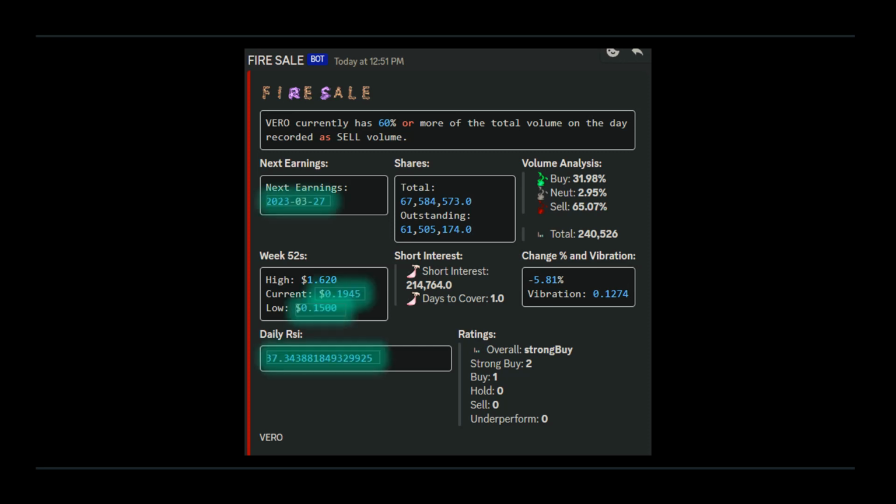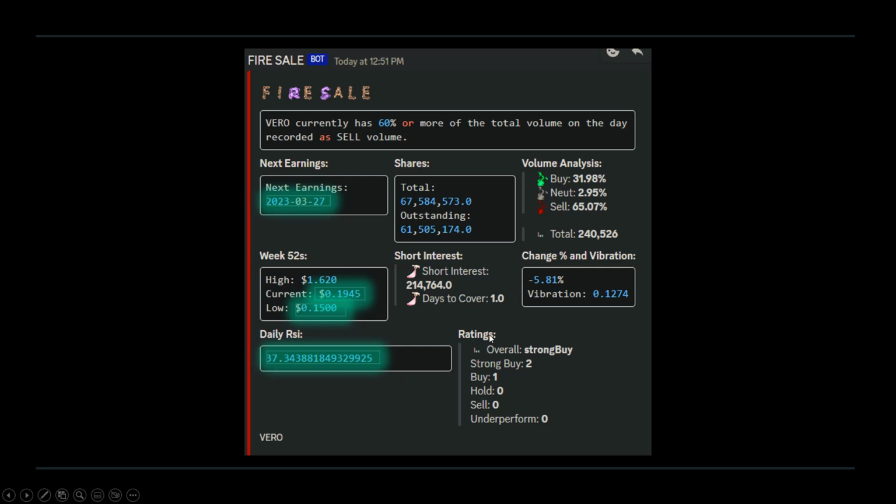Things to take note of here are going to be earnings, where the current price is versus the 52-week high and low, and then the daily RSI. So one could assume that if the volume analysis is mostly sell side volume, you have earnings coming up soon. You have a current price of 0.19, or 19 cents, and then the low on the year is 15 cents. Could be an opportunistic dip buy, with a daily RSI leaning towards oversold.